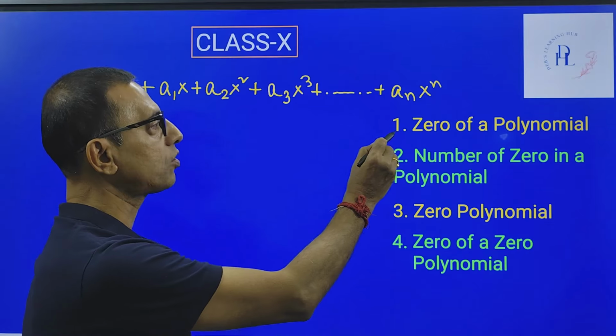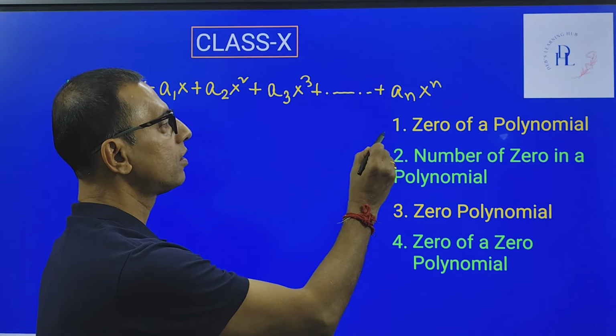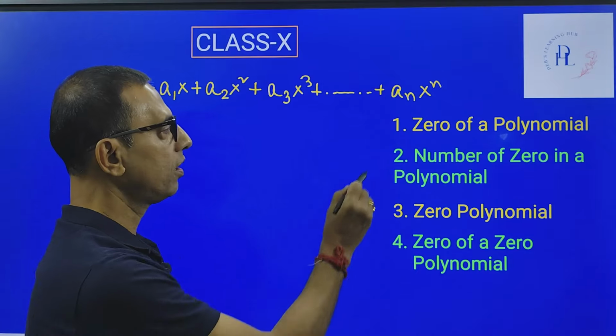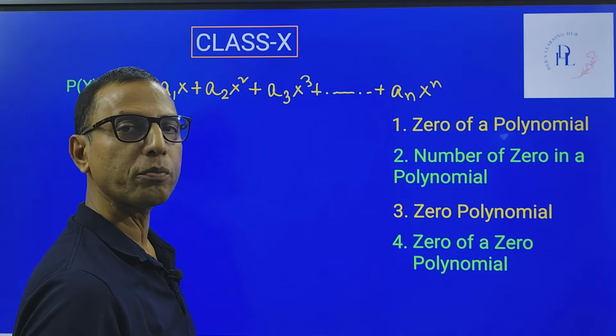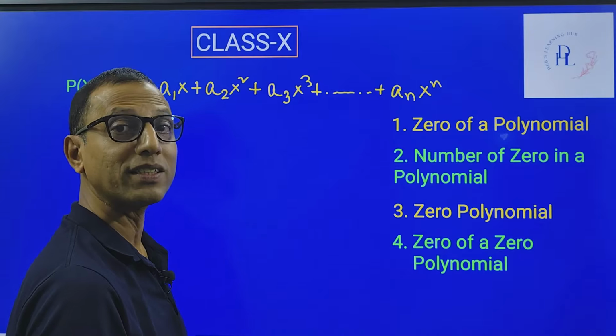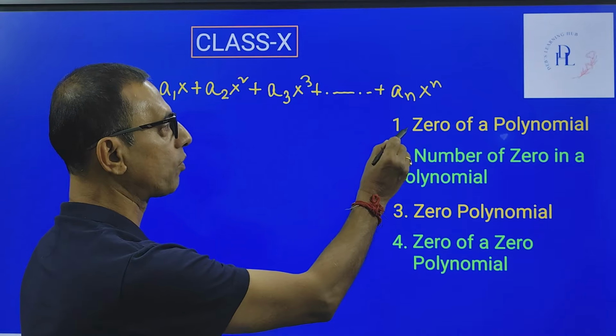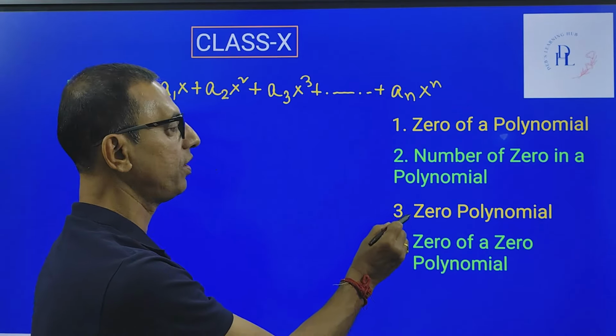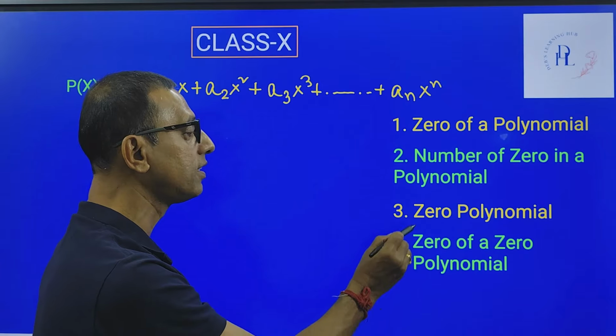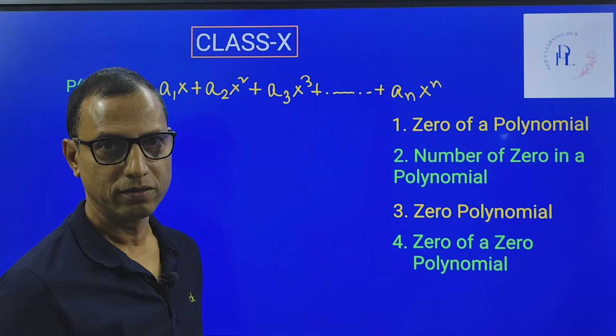तो क्या क्या टॉपिक आज मैं कवर करूंगा इसमें. नंबर 1, व्हाट इज जीरो ऑफ अ पॉलिनोमियल. नंबर 2 इज नंबर ऑफ जीरो इन अ पॉलिनोमियल. नंबर 3 इज जीरो पॉलिनोमियल, व्हाट इज जीरो पॉलिनोमियल. नंबर 4 इज जीरो ऑफ अ जीरो पॉलिनोमियल.